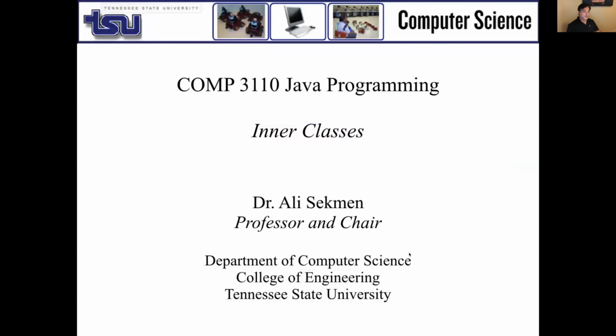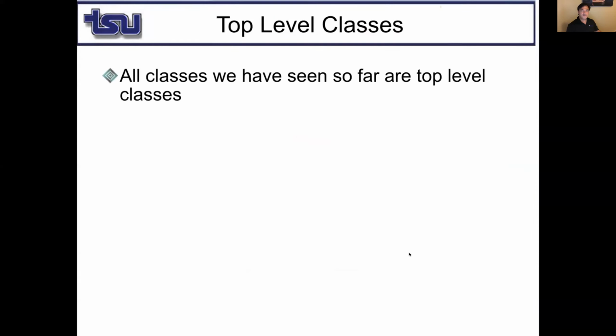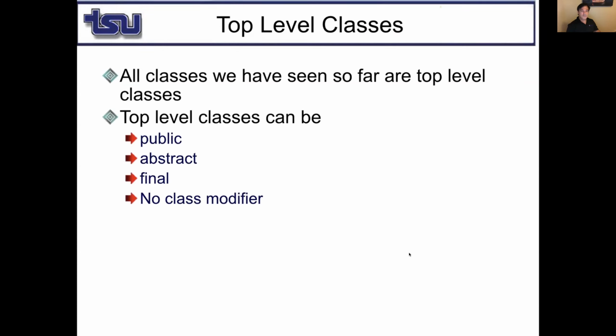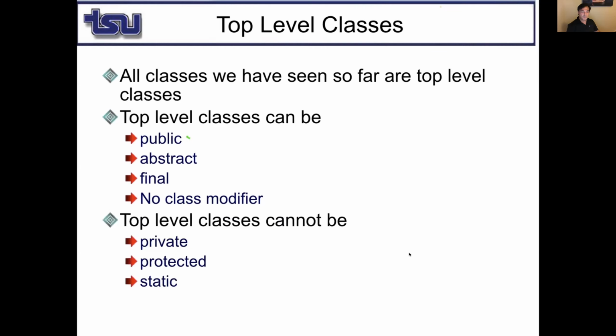This is the CONT 3110 Java programming class, and we'll talk about inner classes today. So far, all the classes that we've seen are top-level classes. For example, they can be public, abstract, or final, or they may have no access modifiers, but top-level classes cannot be private, protected, or static. What do I mean by that?